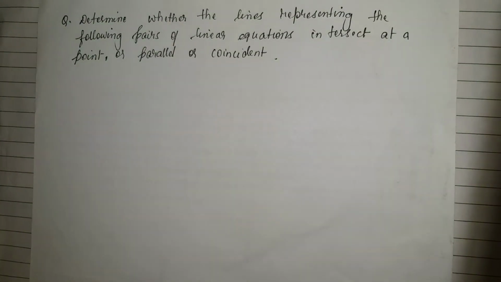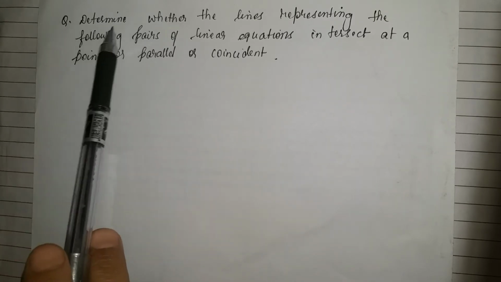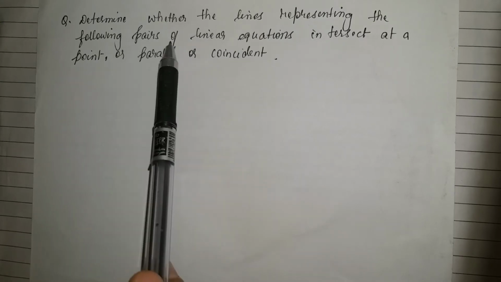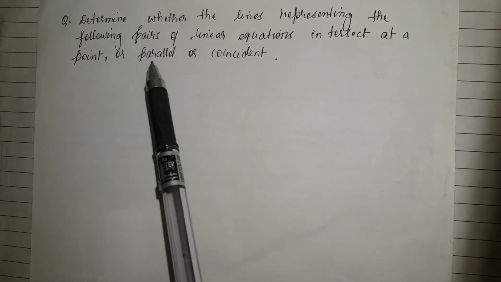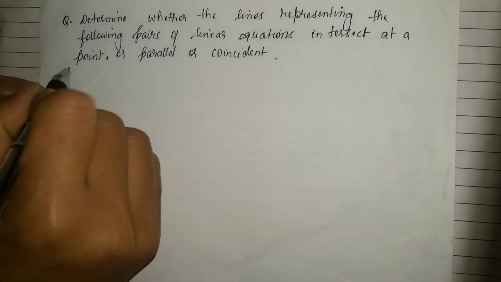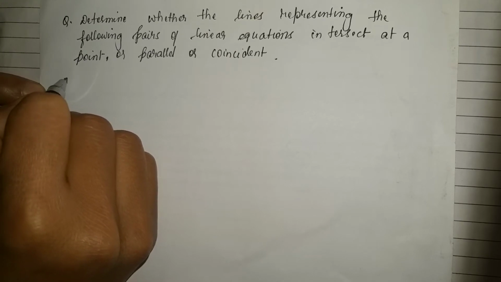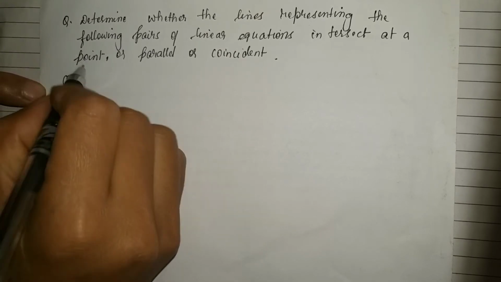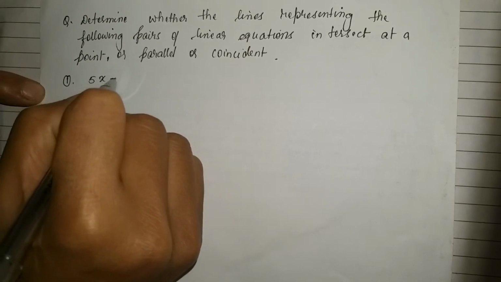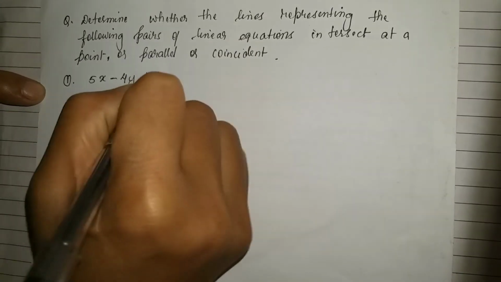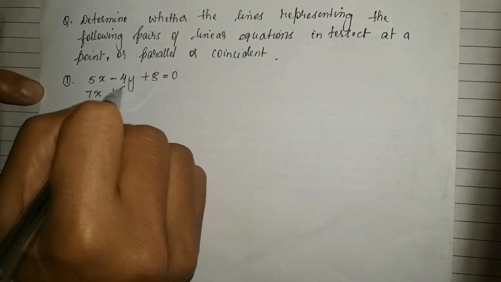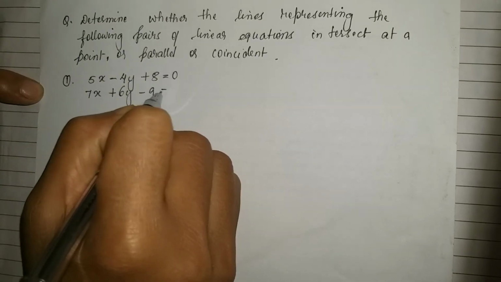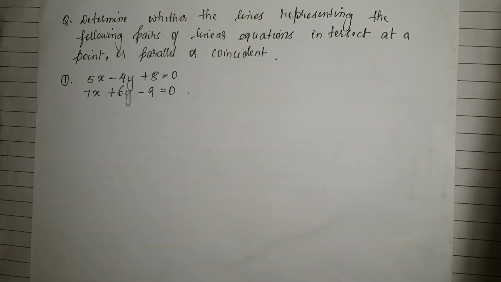So now we are going to do this problem. Let me read out the question. Determine whether the lines representing the following pairs of linear equations intersect at a point or are parallel or coincident. Okay, let me do the first. The first system is 5x minus 4y plus 8 equal to 0, and the second equation is 7x plus 6y minus 9 equal to 0.